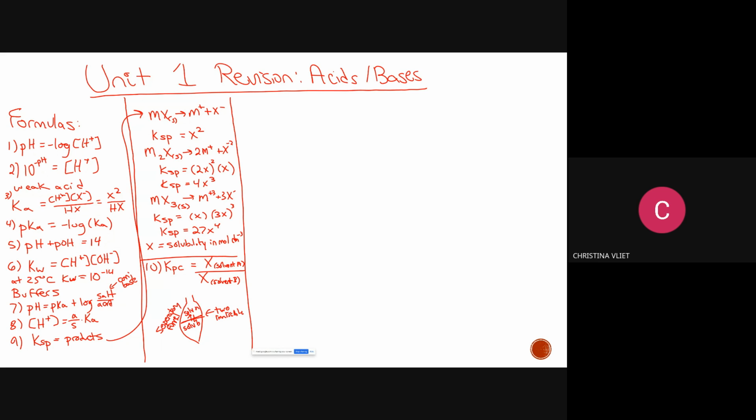What does immiscible mean again? Immiscible means they're separated from each other. Meaning like oil and water. They have two separate polarities. So two immiscible solvents.